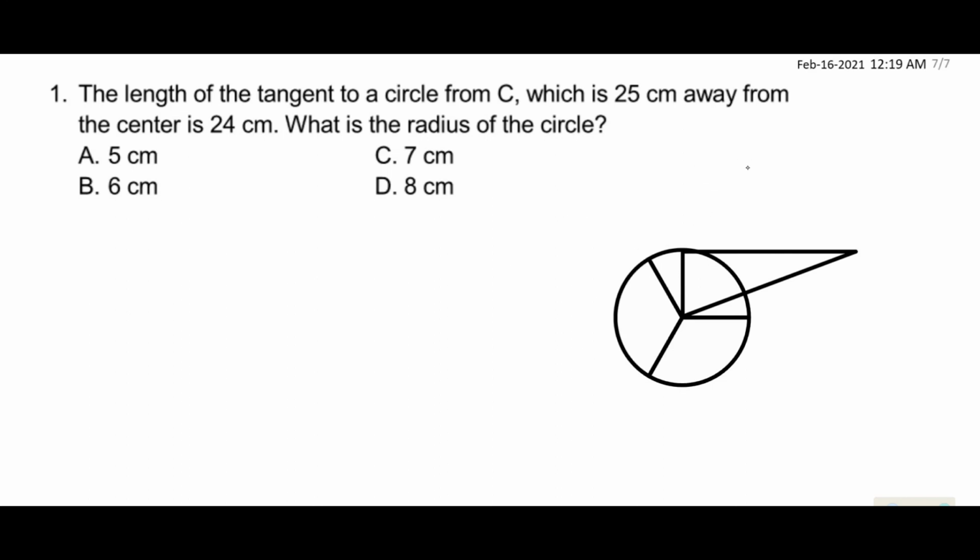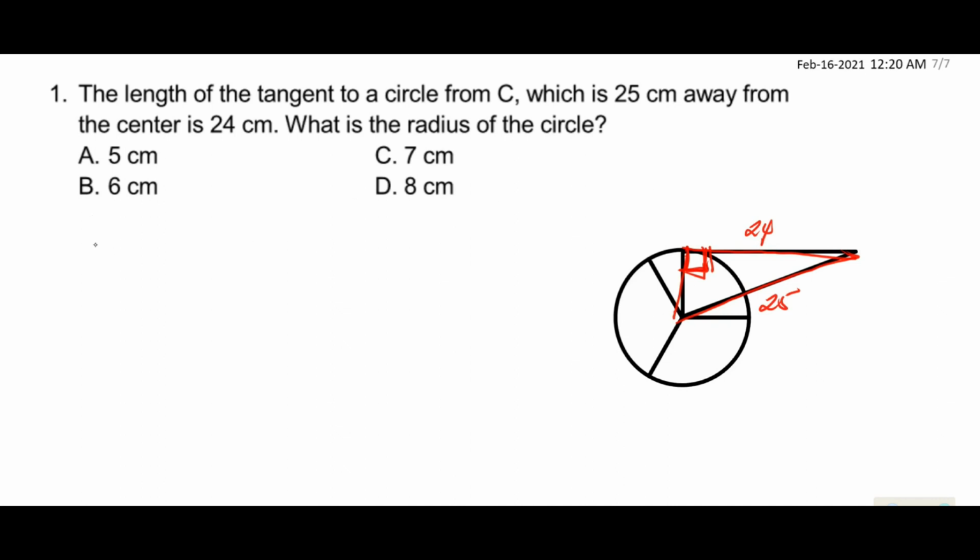Ganyan yung circle niya. The length of the tangent of the circle from C, which is 25 centimeters away from the center, is 24. So, yung length ng tangent, eto yun. This is 24. Yung length nito, this is 25. We want to find the measure of the radius of the circle. So, we all know dun sa pinaka explanation sa module na kapag may tangent dyan, it will form a 90 degrees. So, this is a right triangle.